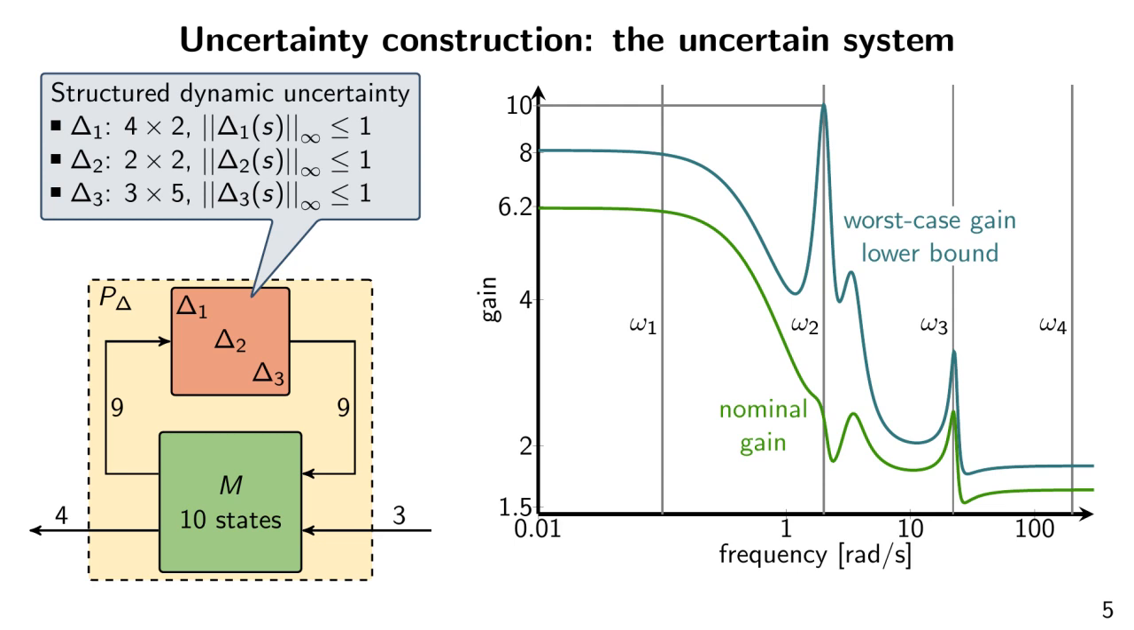Note that the frequency omega-2 is at a global maximum and omega-3 is at a local maximum of the worst case gain lower bound. Omega-1 and omega-4 have no particular significance. These are added to provide a sufficiently rich example.